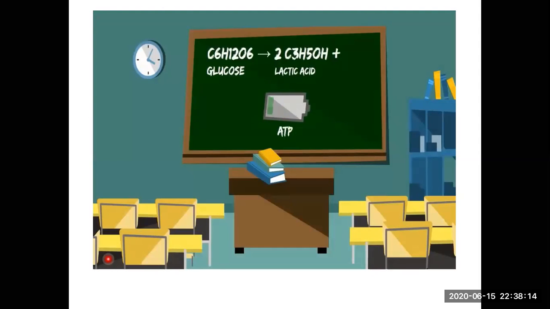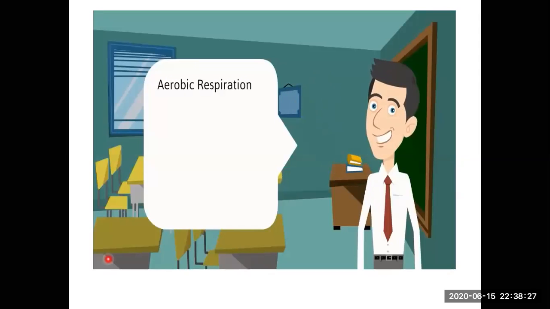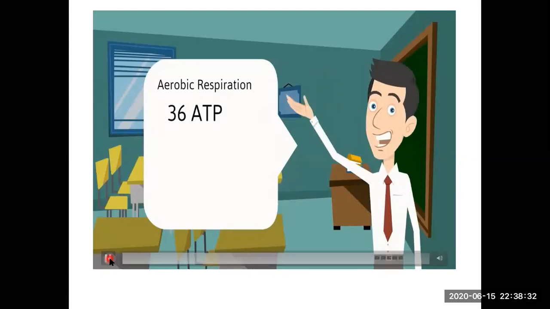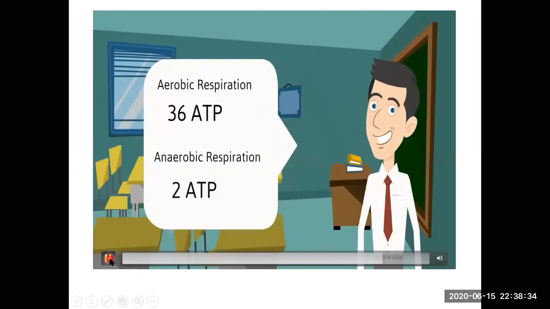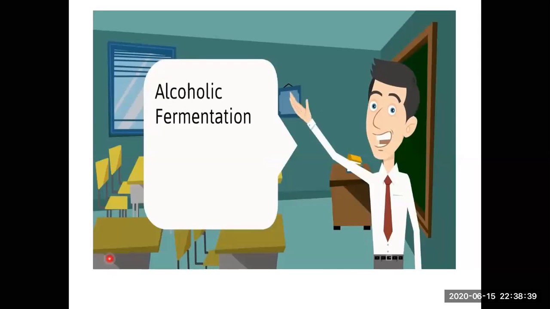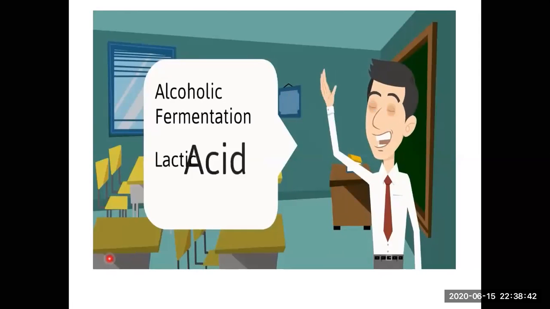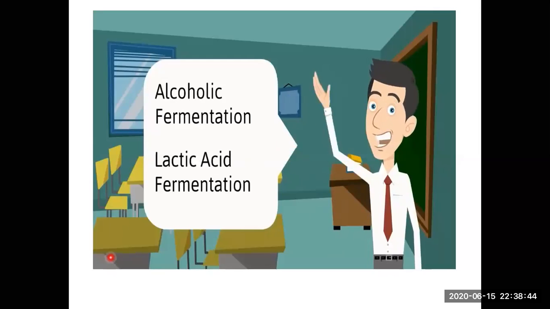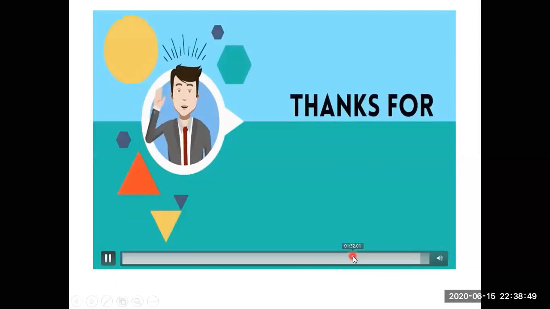This occurs when the cell needs energy and there's just not enough oxygen. To get an idea of how inefficient fermentation is, during aerobic respiration, 36 ATPs are produced per glucose, and in fermentation, only 2 ATPs are produced. So there we go, 2 types of fermentation, alcoholic and lactic acid, but they're helpful because they help to create energy when there's no oxygen around. Thanks for watching, and Moo Math Up.